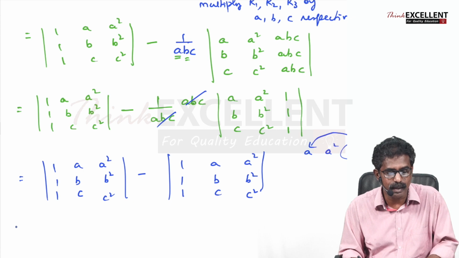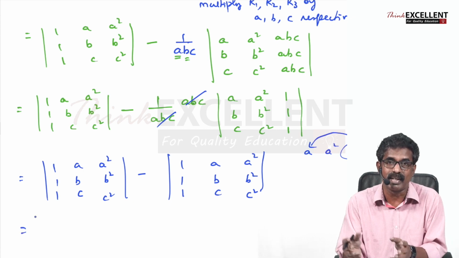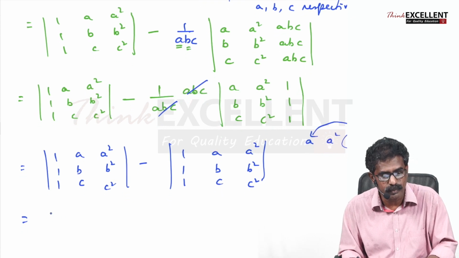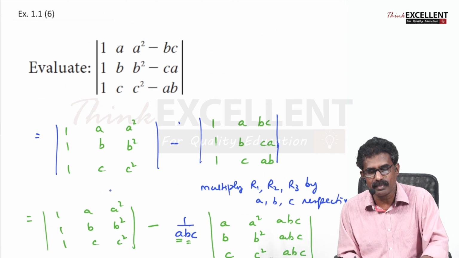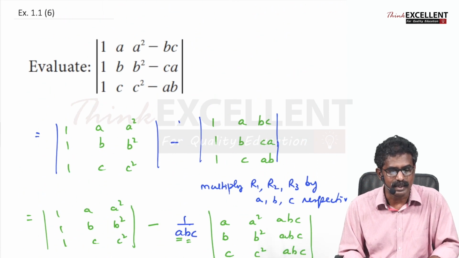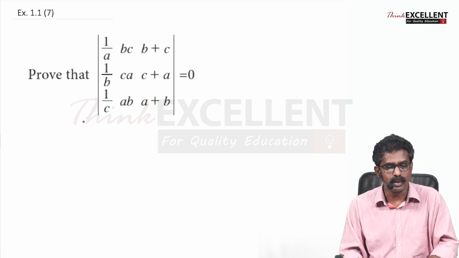So now both are same. It is like 5 minus 5, right? So your answer is 0. Are you able to understand this? So these are some of the very important questions. So practice well. Now look at another question.